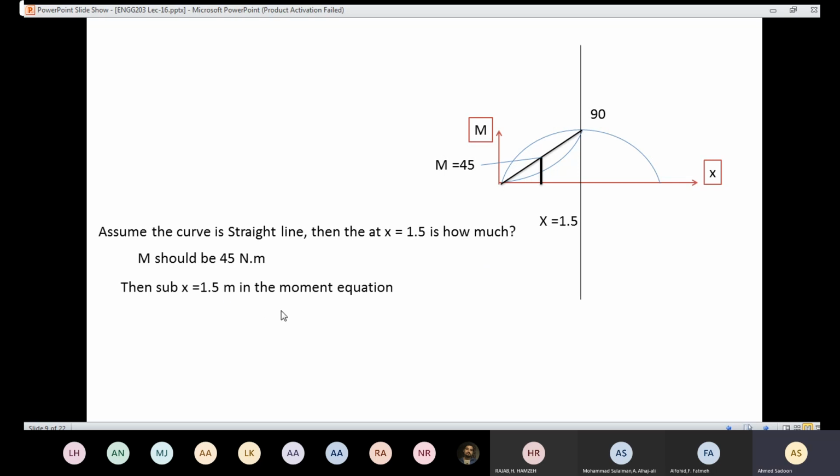Then I'm going to substitute 1.5 into the moment equation. Instead of x, I'm going to put 1.5, and the answer comes out to be 67.5 Newton meter, which is more than 45. It means that the curve is going to be like that. Okay, it's just a small trick to know how to draw the curve. So the value here came out to be 67.5, which is more than 45, which means the curve is like that.